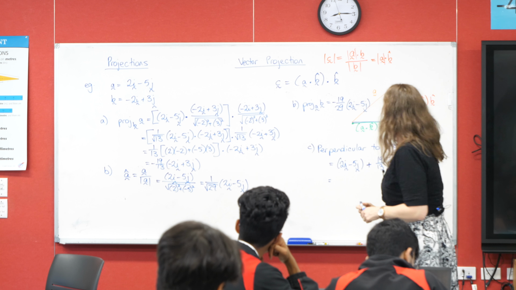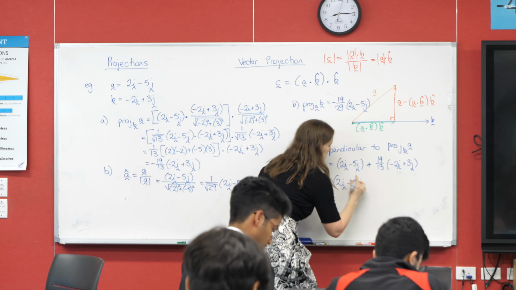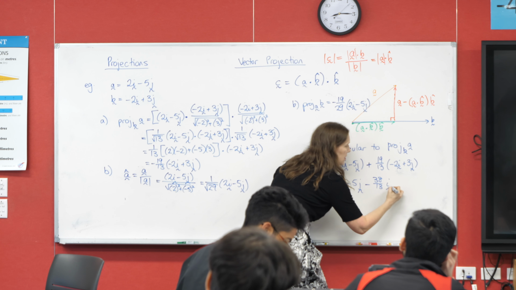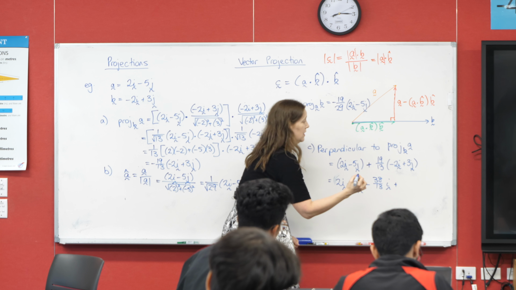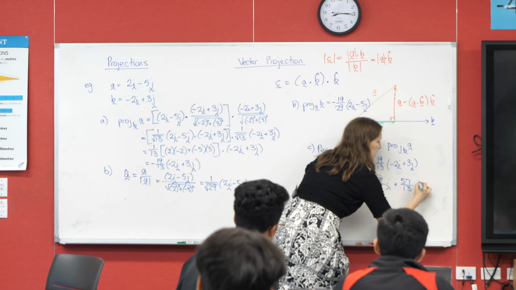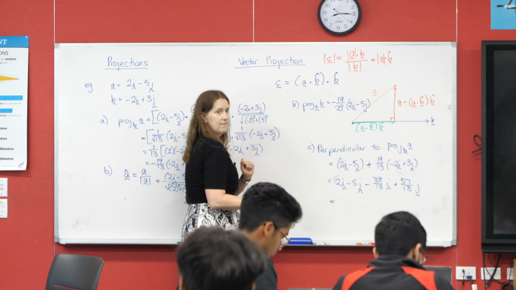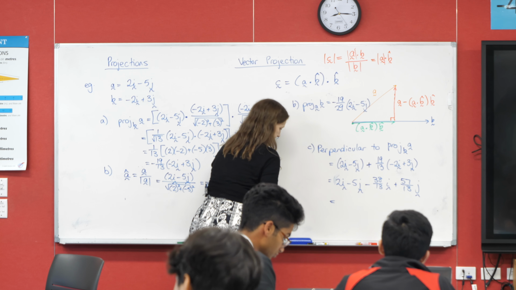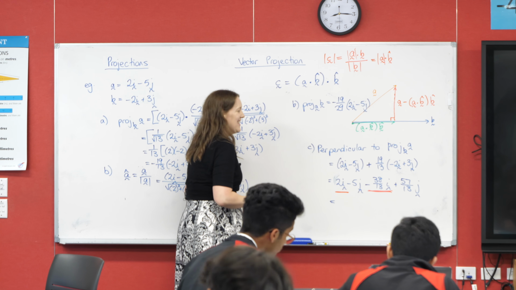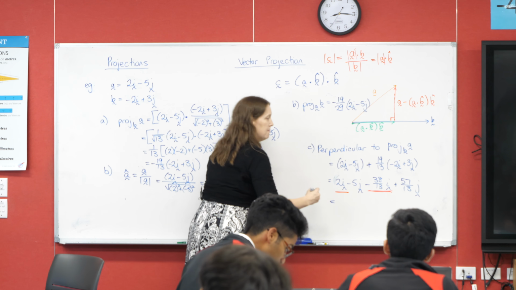Do we need to take another step? I'm happy to take another step. 2i's minus 5j's minus 38 13ths i's plus, someone help me. 60 minus 357, 13 j's. Don't trust my arithmetic. How many i's do I have? 2 and? Yeah, that. 26 minus 38. What's 26 minus 38? Minus 12.